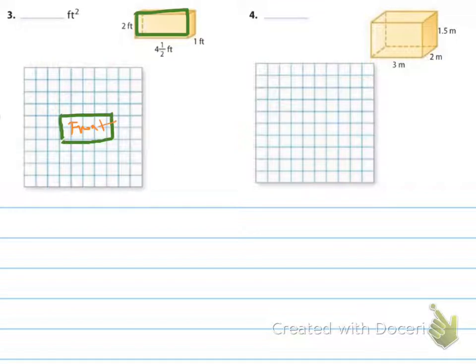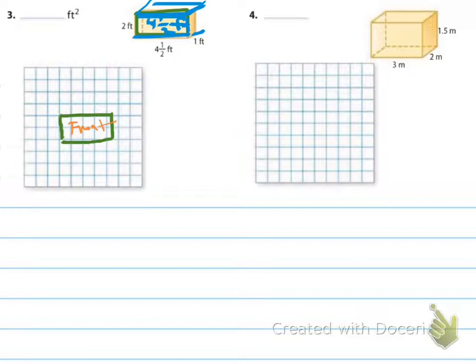Alright, next, I'm going to change colors, and if you'd like to do the same, then go for it. Next, I'm going to do my top. So my top is right here. I know that my top is 4.5 feet, because if this is 4.5 feet, then the top is also 4.5 feet, and that's the units I'm using. And then I know that this depth right here is the same as this, which is 1.